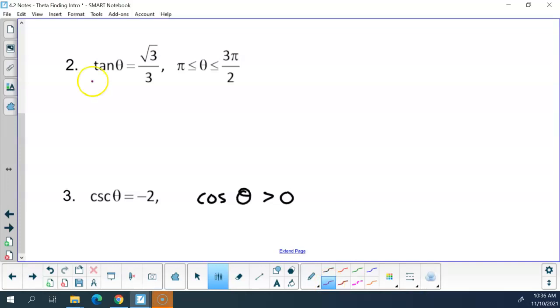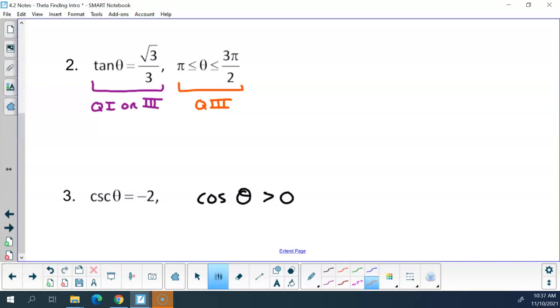So this tells me that I should be in quadrant 1 or 3. That's where tangent is positive. Tangent positive in 1 and 3, negative in 2 and 4. This tells me that my answer needs to be in radians, but this also tells me that I'm limiting it to quadrant 3. So I need to look for quadrant 3 angles only.